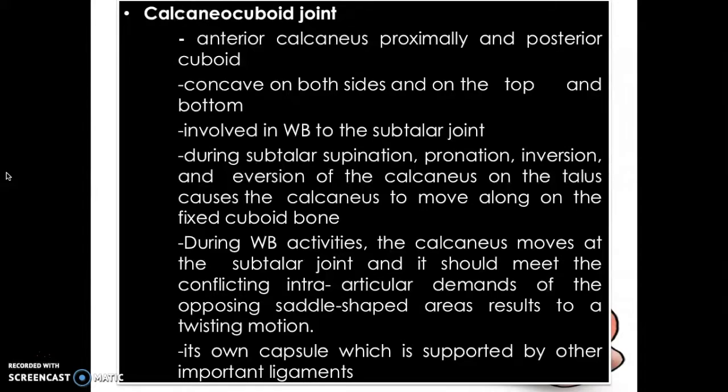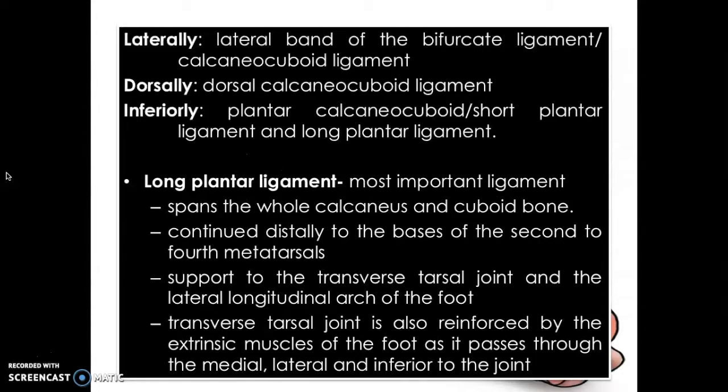During weight-bearing activities, the calcaneus moves at the subtalar joint and it should meet the conflicting intra-articular demands of the opposing saddle-shaped areas which results into a twisting motion. Okay, so this joint also has its own capsule which is supported by other ligaments. Next slide. So laterally, yung lateral band of the bifurcate ligament.